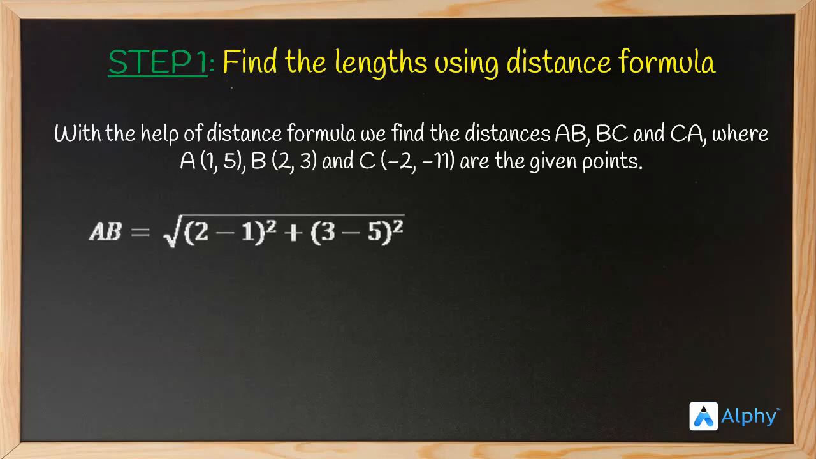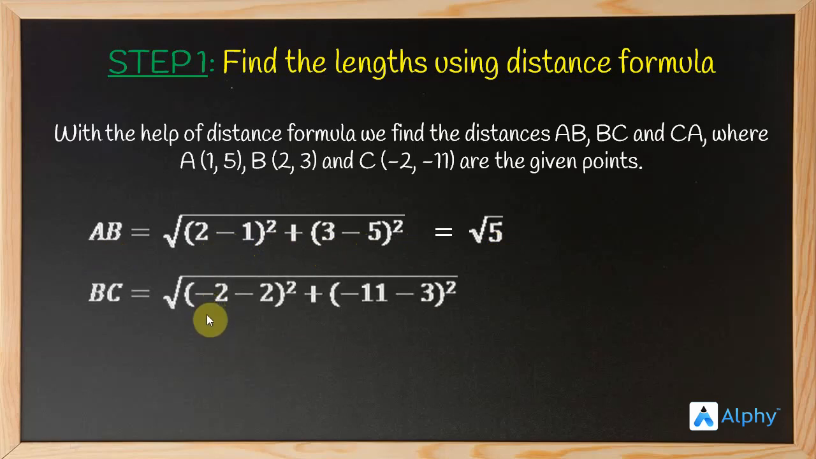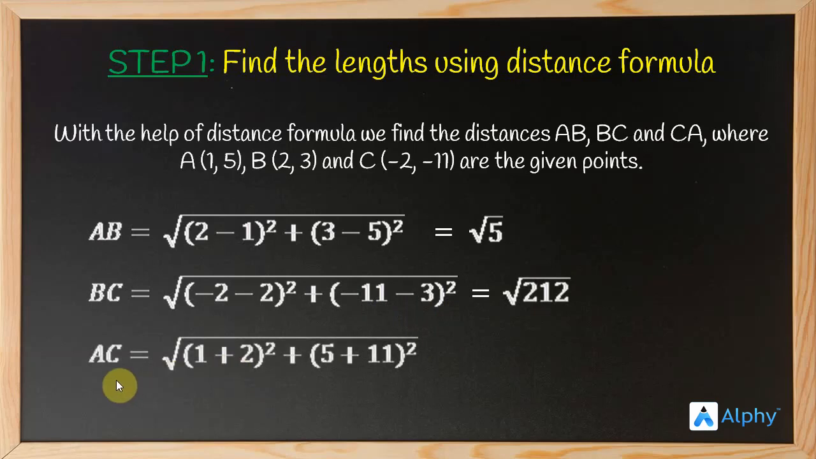So, using the same, we have AB to be root over (2 minus 1) whole square plus (3 minus 5) whole square, which is equal to root 5. Similarly, BC is equal to root over (-2 minus 2) whole square plus (-11 minus 3) whole square, which is equal to root over 212. And AC is equal to root over (1 plus 2) whole square plus (5 plus 11) whole square, which is nothing but equal to root over 265.